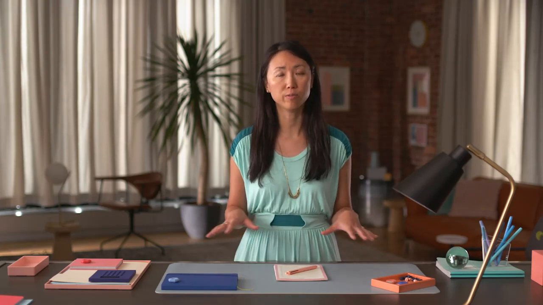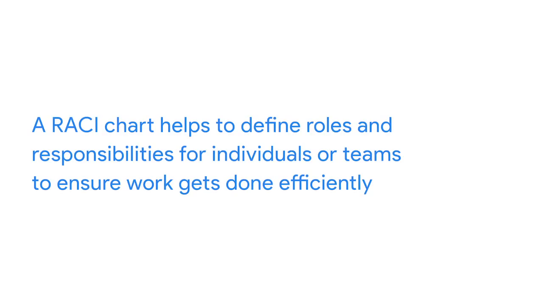In the last video, we saw how a stakeholder analysis shows us how to best work with stakeholders and when to communicate with all the different people involved in the project. In this video, we're going to check out another handy tool called a RACI chart. A RACI chart helps to define roles and responsibilities for individuals or teams to ensure work gets done efficiently. It creates clear roles and gives direction for each team member.